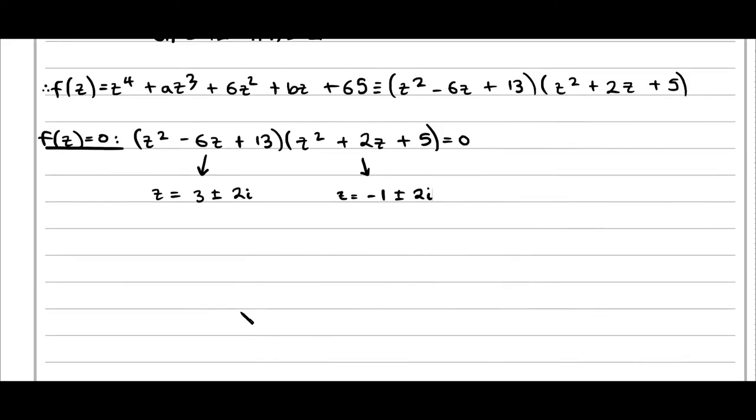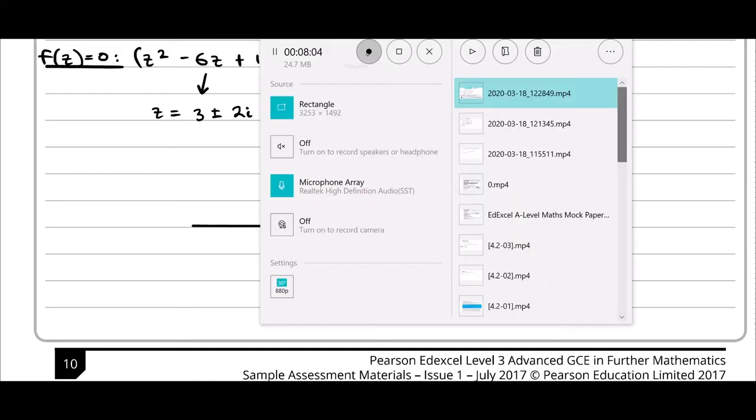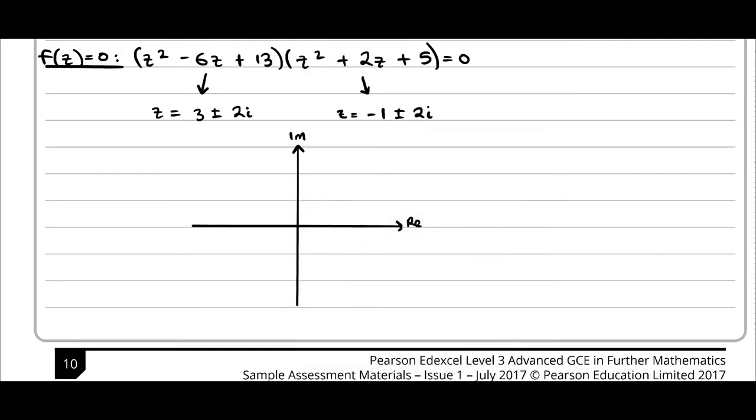And if we draw this on an Argand diagram, we have the following. So 3 plus minus 2i, if we draw that, we have 3 plus 2i, so 3 across and 2 up. That would belong somewhere here. And then 2 down, that would belong somewhere here. So let's just join these up with arrows. We have the coordinates 3, 2 here, and we have the coordinates of 3, -2 here.